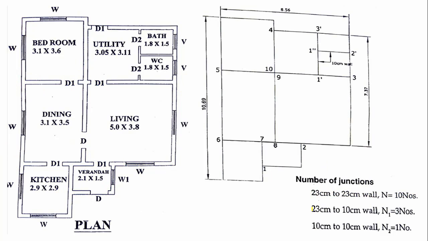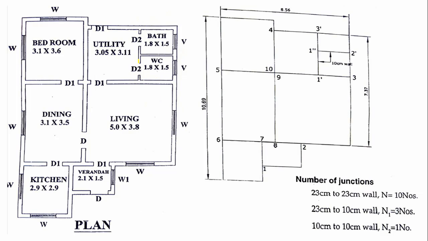Next we will go to 23 centimeter to 10 centimeter walls. Here all the walls are 23 centimeters. Only in this portion we have 23 and 10 centimeter walls. Here, this is 23 centimeter wall, this is 10 centimeter wall, so we will get one junction, that is junction number 1. Then next, this is 23 centimeter, this is 10 centimeter, here we will get the second junction. Then next, again 23 and 10 centimeter, here we will get the junction. Therefore we have 3 junctions of 23 to 10 centimeter walls.